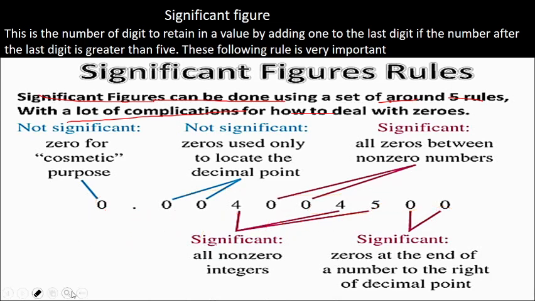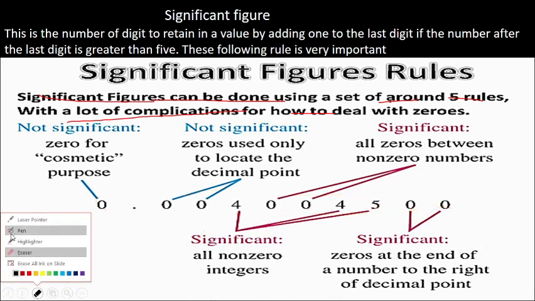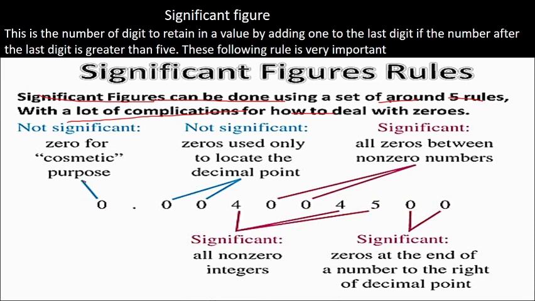Are you getting me? But let us go. These zeros have been labeled. Look at this 0 here. It is for cosmetic purposes, not significant. A 0 used only to locate the decimal point is not significant. Cosmetic 0, not significant. You see, this one is not significant, this one is not significant.